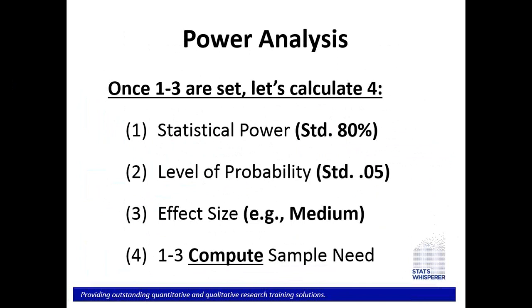Okay, so 1 through 3 are set for our power analysis. 1, statistical power set at 80% standard. 2, level of probability alpha is set at 0.05 standard. 3, the effect size is set at medium as a default. And 1 through 3 are going to compute to tell us the sample size needed for sample study 1.